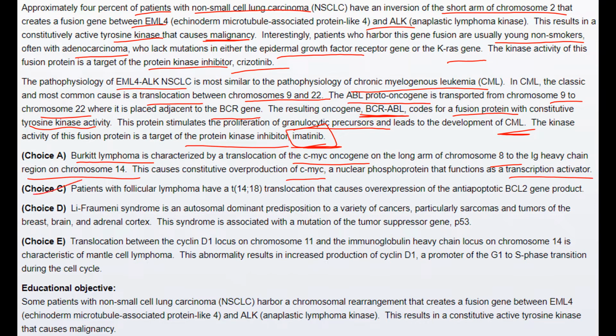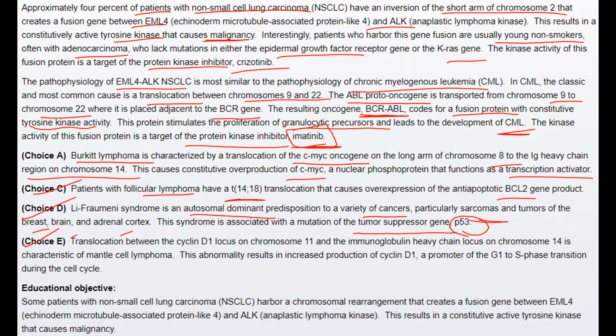In choice C, patients with follicular lymphoma have a t(14;18) translocation that causes overexpression of the anti-apoptotic BCL2 gene product. In choice D, Li-Fraumeni syndrome is an autosomal dominant predisposition to a variety of cancers, particularly sarcomas and tumors of the breast, brain, and adrenal cortex. This syndrome is associated with mutation of the tumor suppressor gene, that is P53.